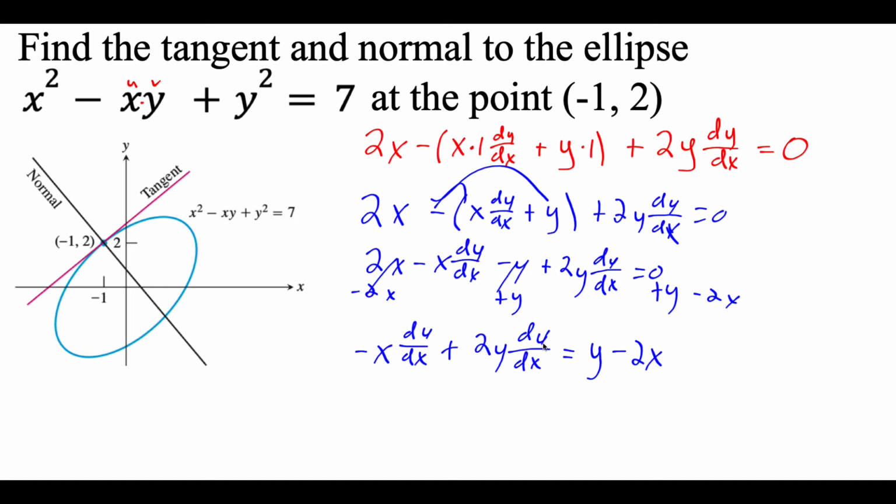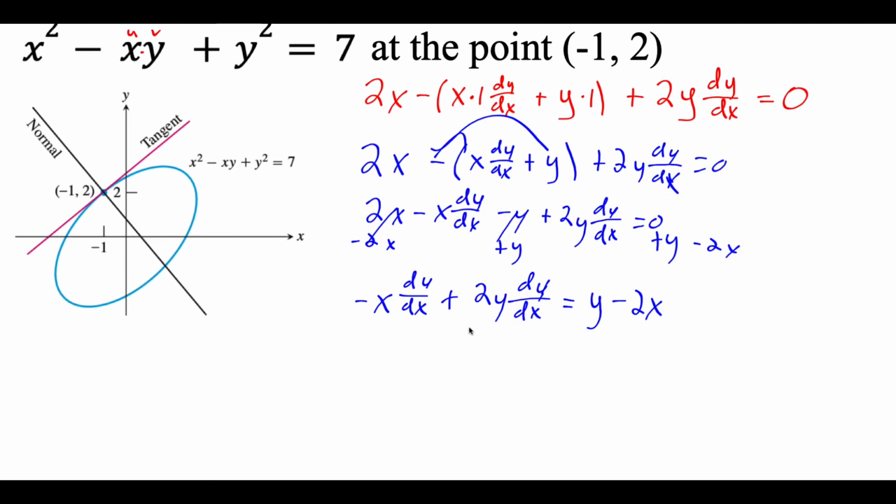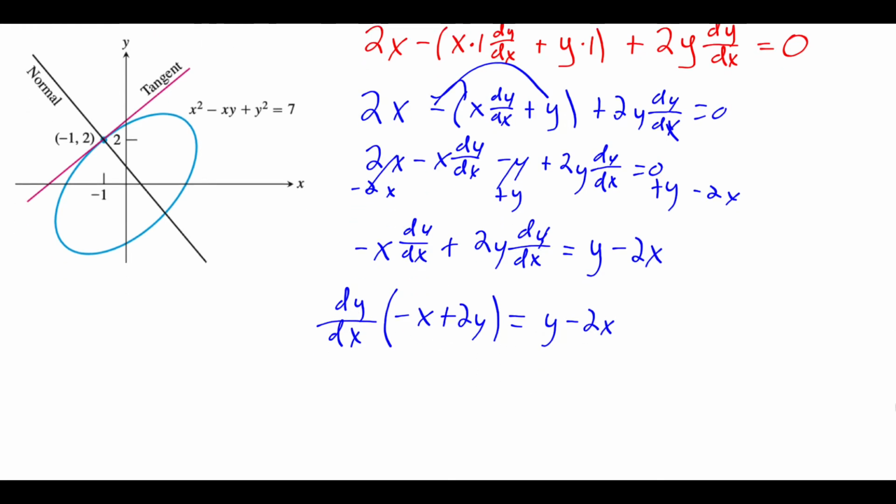Now because both of our terms on the left-hand side have that dy dx in them, we're going to factor that out. So this is going to say dy dx times negative x plus 2y equals y minus 2x. And then to get the dy dx alone, I'm going to divide this set of parentheses over to the right-hand side. So this is going to say dy dx is equal to y minus 2x over negative x plus 2y. So this is the derivative from doing all of that implicit differentiation.